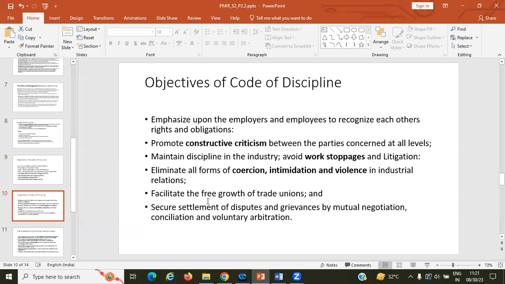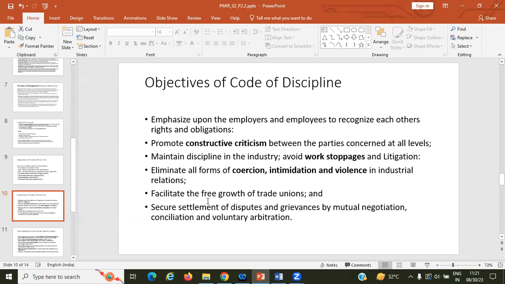Next thing is the objective of the code of discipline. What are the objectives? Why do we need a code of discipline? This is very self-explanatory. You can remember, you can write a lot of things. Emphasize upon the employers and employees to recognize each other's rights and obligations. Generally in the organization, whoever is the employer, the boss, the owner of the organization, they exploit the employees who are working. You have seen this in organizations.